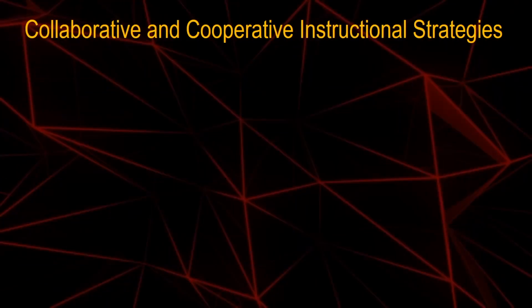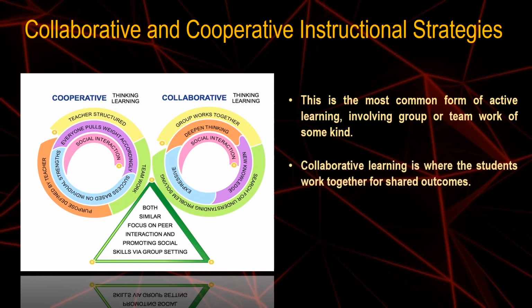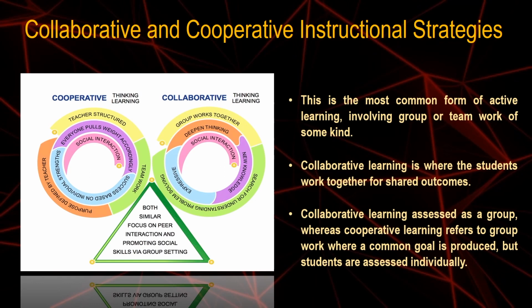Then how do we impose collaborative and cooperative instructional strategies? This is the most common form of active learning involving group or teamwork. Collaborative learning is where the students work together for shared outcomes, and it is assessed as a group, whereas cooperative learning refers to group work with a common goal, where the common goal is produced, but the students are assessed individually. Okay.